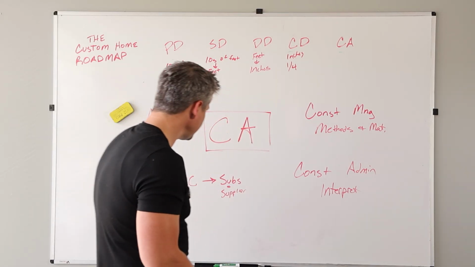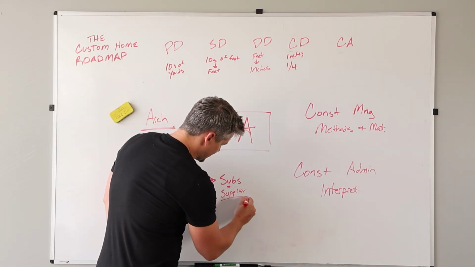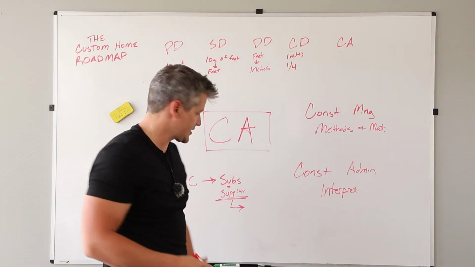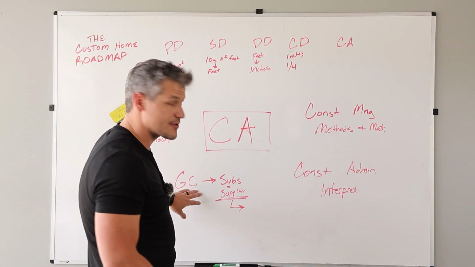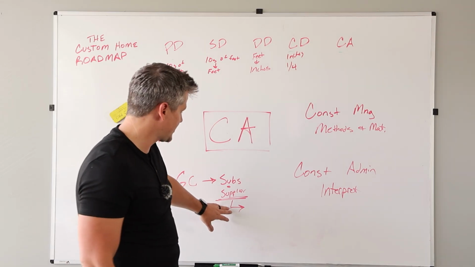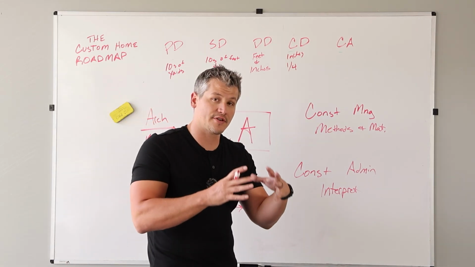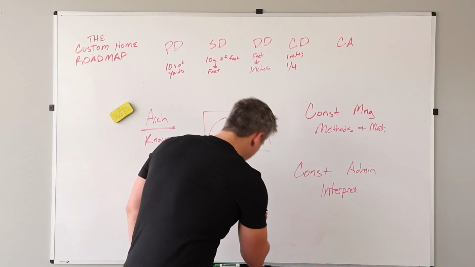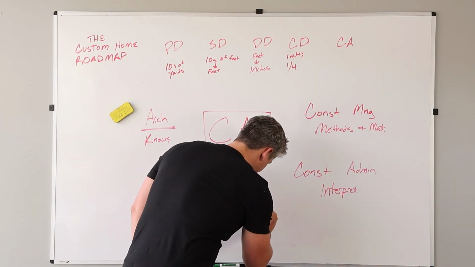So when it comes to the supplier side, let's just use the truss company as an example. They're going to take our drawings that the GC submitted to them, and they're going to put together a set of drawings that shows how to actually fabricate that truss. So that's what we call shop drawings.